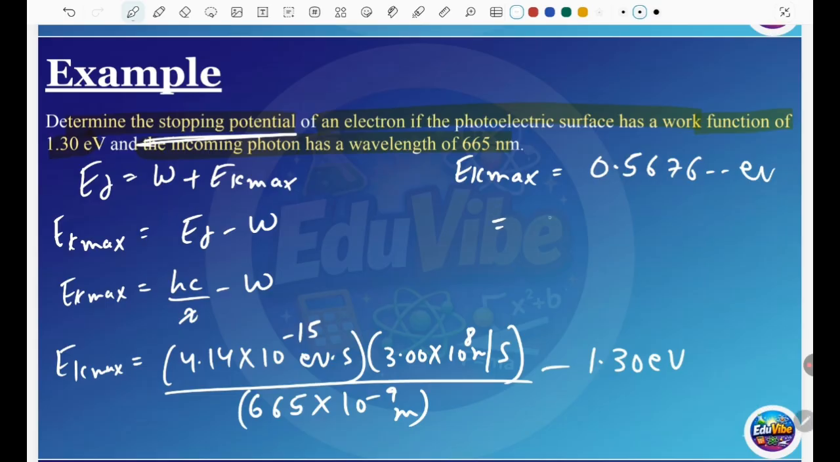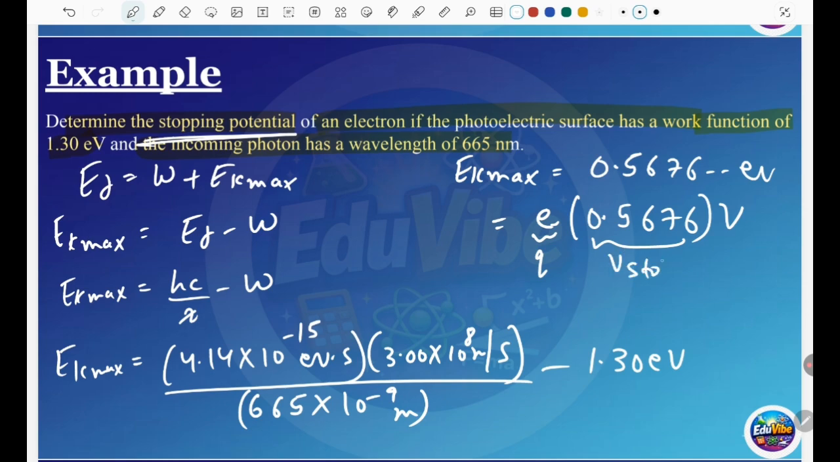From here you can see your potential, which is the stopping potential. So e can be separated out, and you will get 0.5676 volts. When you put it like that, the e goes to the charge, which is 1, and this goes to your V stop in volts. So basically your V stop, which is the stopping potential, is equal to 0.57 volts.